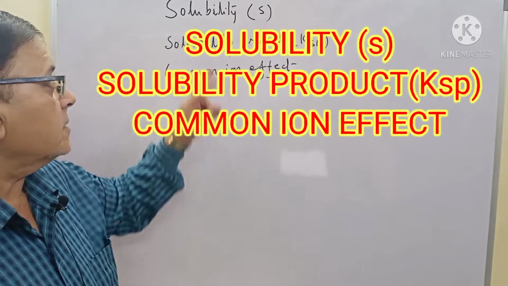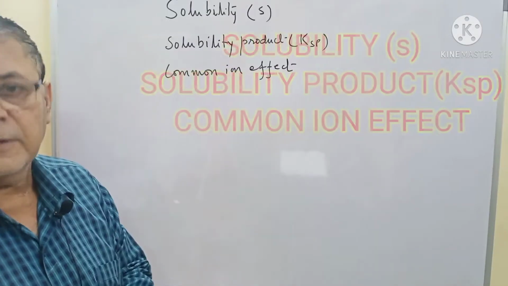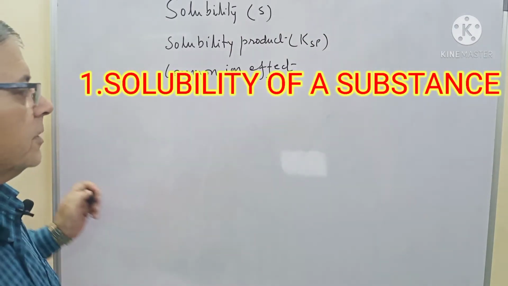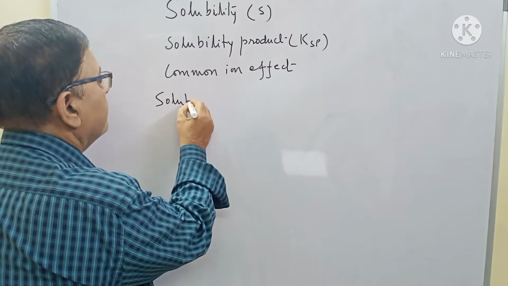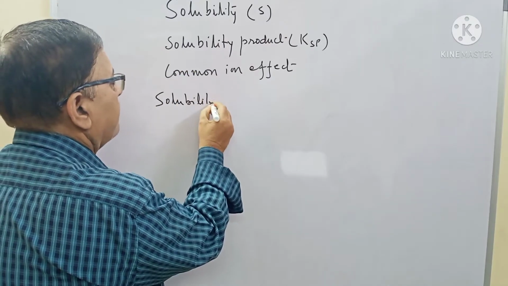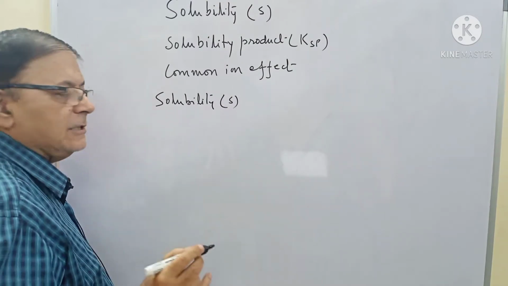Today we are going to discuss three things: solubility, solubility product and the common ion effect. First we'll start with what is the solubility of a substance. Well, if we want to define solubility, I'll explain to you.